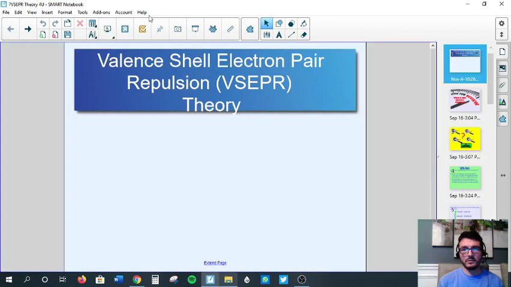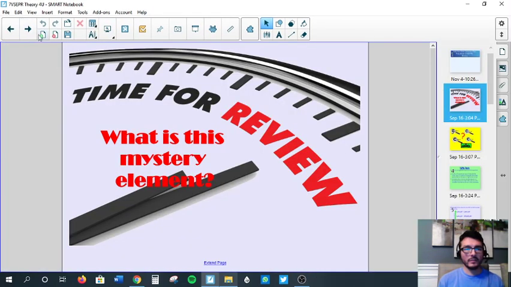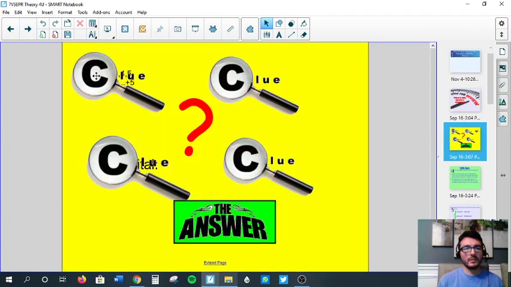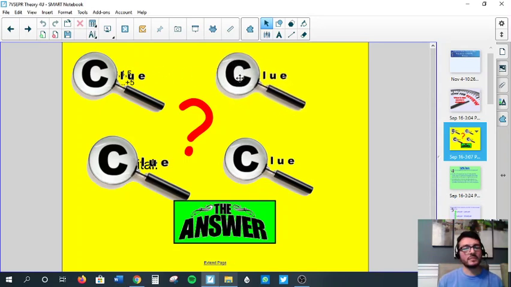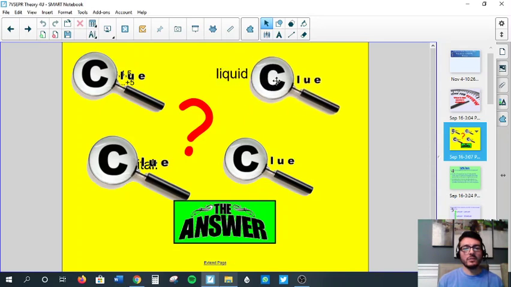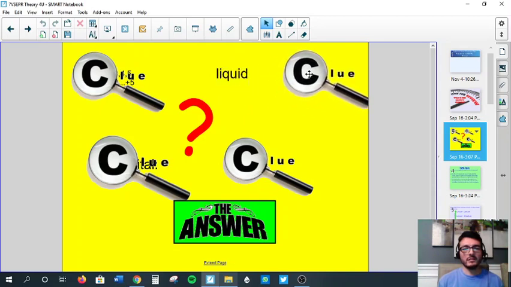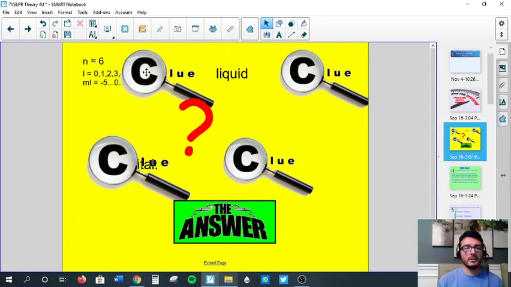Okay. So we would review based on quantum numbers, I believe. Let's give this a shot, as if we're in class. All right, a few clues. This has nothing to do with VSEPR, just review of quantum numbers. So this is a liquid. It's a mystery element. A liquid, it has the following quantum numbers.